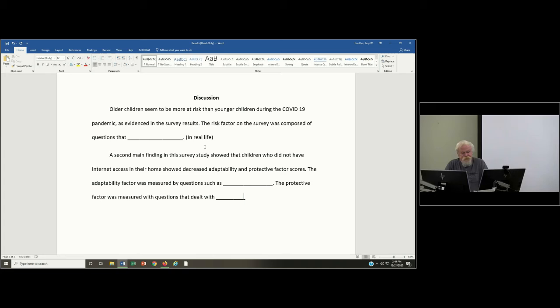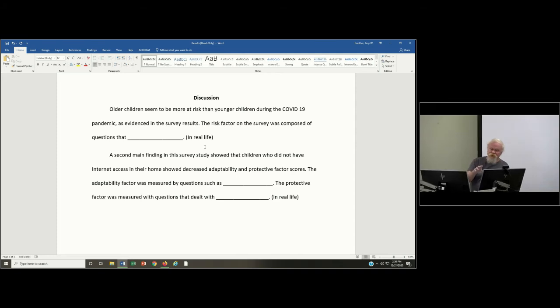Okay, and so I have a couple of big paragraphs that I'm going to write here based on looking at the survey items and talking about how they apply to real life. And why is it that kids who don't have internet access in their homes are less adaptable, and why do they have lower protective factor scores, okay? So this is the way you write a discussion.